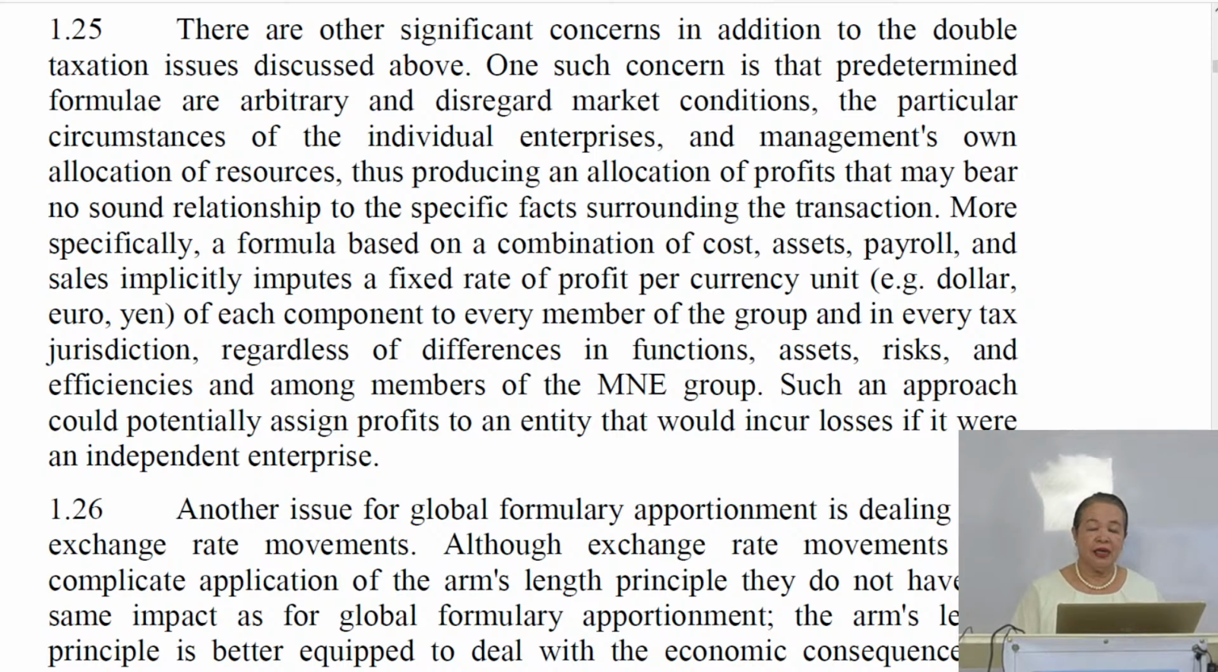Kasi sa arm's length principle, talagang nandoon yung comparability factors na functions, assets, risk. Sa global formulary apportionment, are not considered. And among members of the MNE group, such an approach could potentially assign profits to an entity that would incur losses if it were an independent enterprise, no? Kasi iba-iba ang condition pag independent enterprises, no?